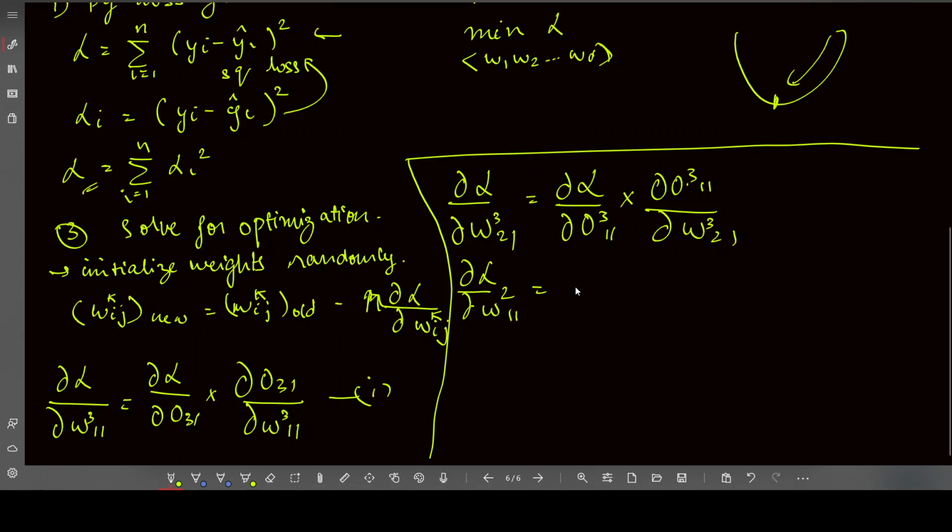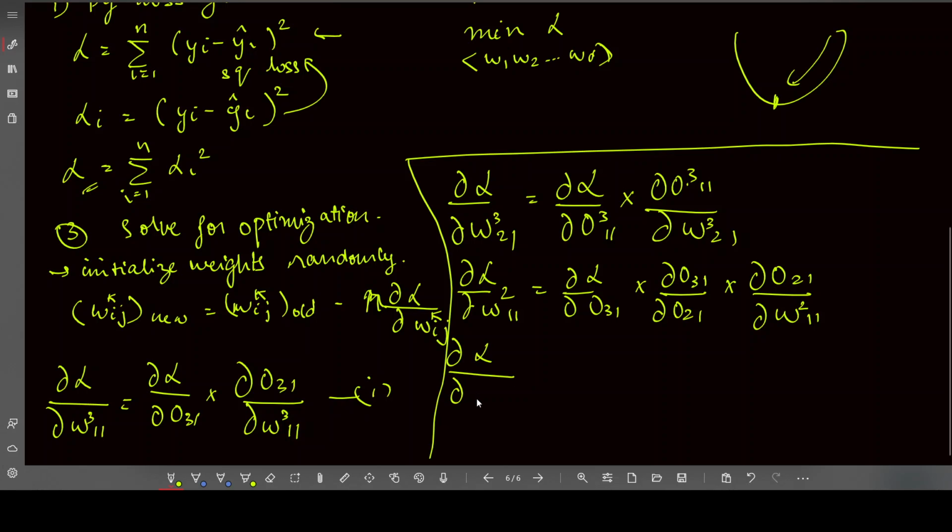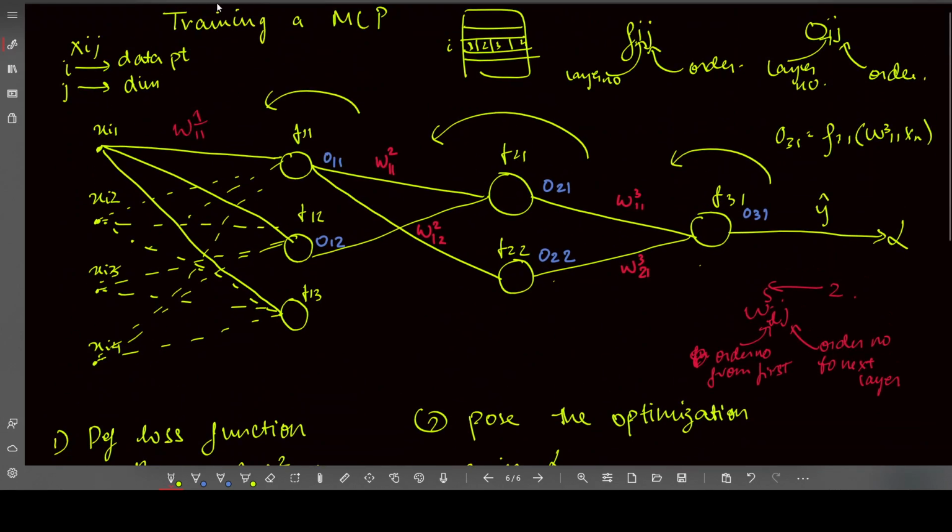I would write it as ∂L by ∂O31 into ∂O31 by ∂O21 into ∂O21 upon ∂W211, right? Similarly, if I have to write ∂L upon ∂W111, okay? W111 is this weight.